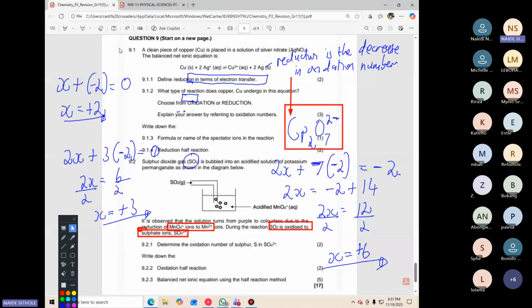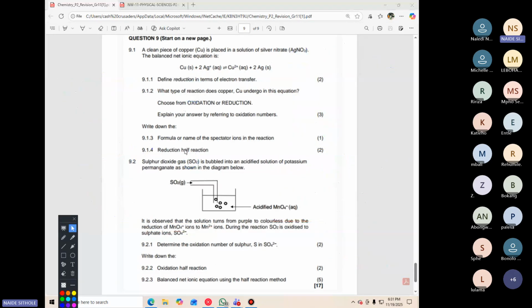Okay, so now I believe you have seen how to calculate the oxidation numbers. You won't be having a problem with that. Write down the oxidation half reaction for this one. We are on this one here. Obviously, in this case, that's where you need your 4B table the most.